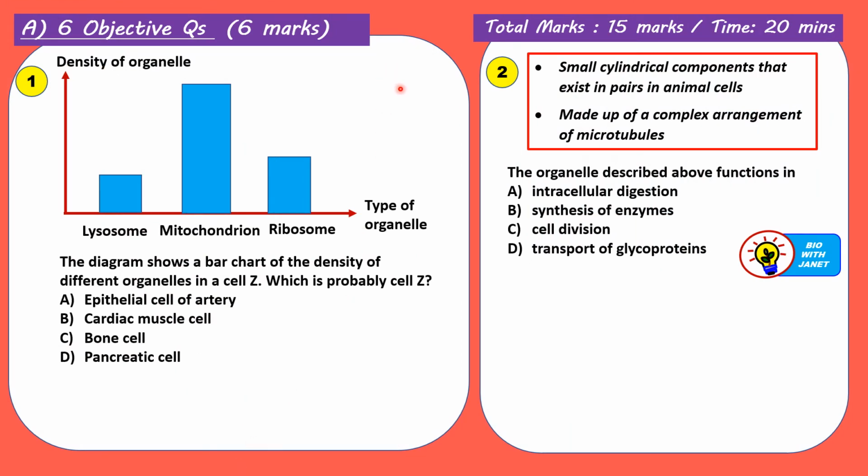In this test, the total number of marks is 15 marks. There are 6 objective questions and 1 structured question. Let's start with the objective questions. Each question is worth 1 mark. Let's try the questions before we discuss the answers. Take it like a test.